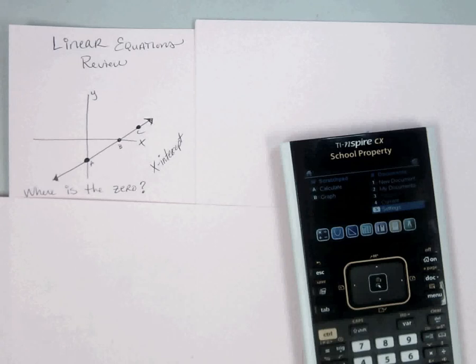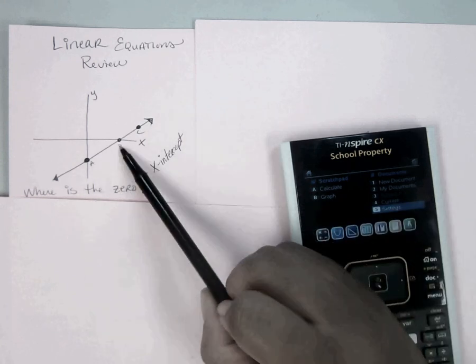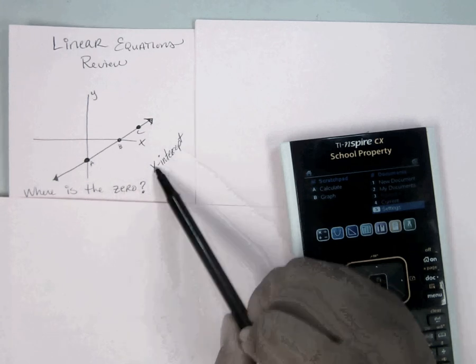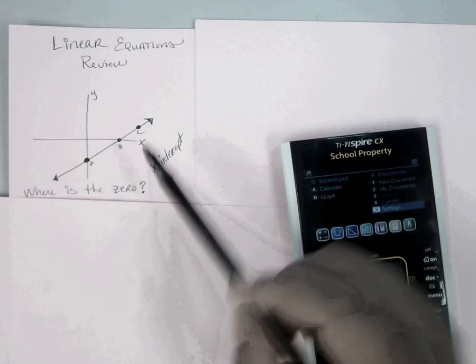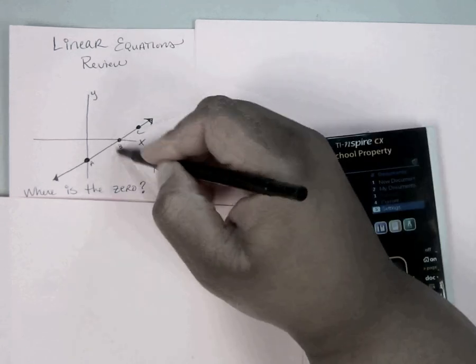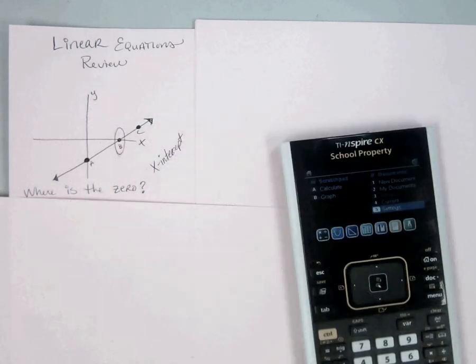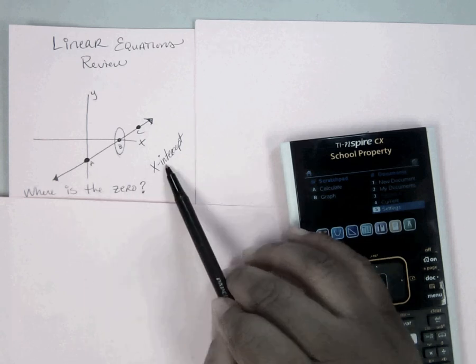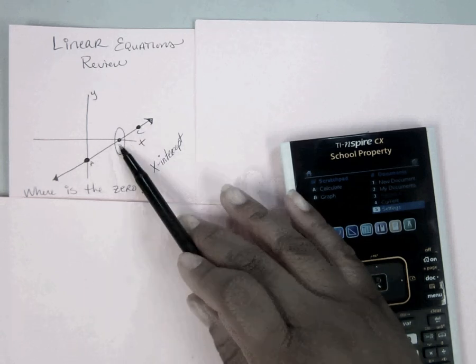Let's review for the EOC STAAR test. Where is the 0? It is B. The 0 is another word for x-intercept, guys, okay? So it is here. 0 is another word for x-intercept. It's not A, it's not C, it's B.